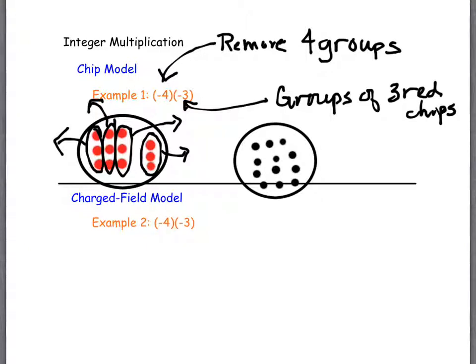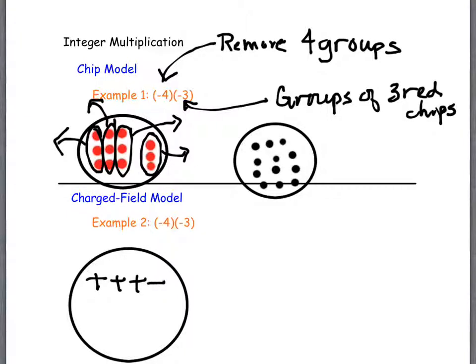Okay, so let's draw our circle. And inside of our circle, we have nothing right now. And we are going to introduce what? What do we need to have in our circle? 12 positives and 12 negatives. All right, there's 12 positives, and then we're going to have 12 negatives to go along with those.